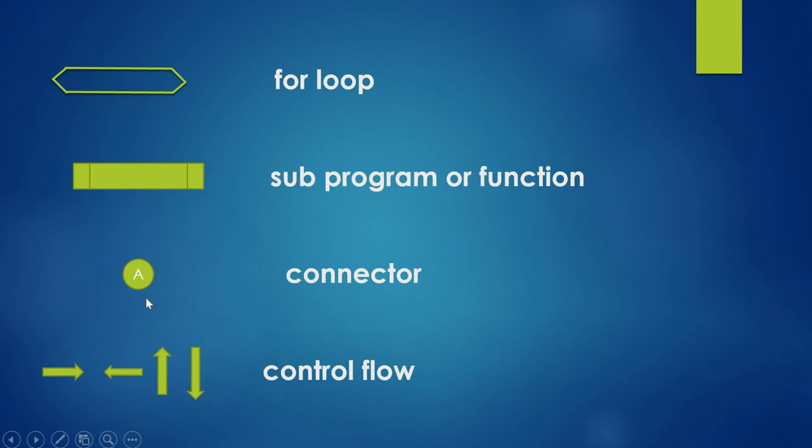Sometimes, suppose you are drawing a flowchart, at that time it does not fit in one page. We have to continue in the next page. At that time, we can use this connector. Then this arrow mark is for representing the control flow, in which direction the control flows.